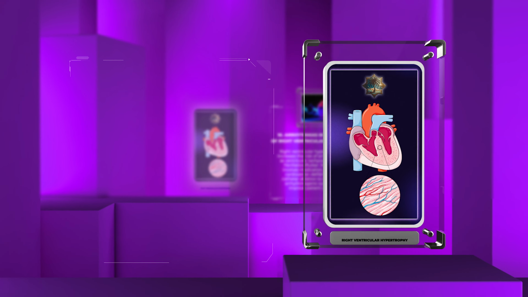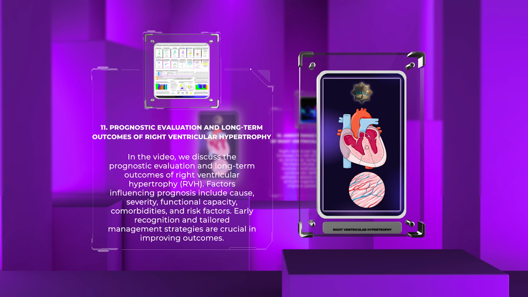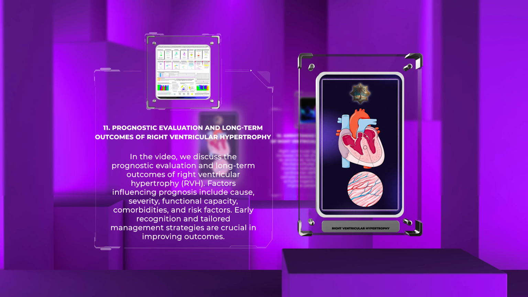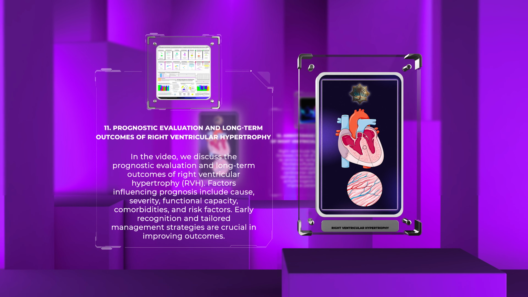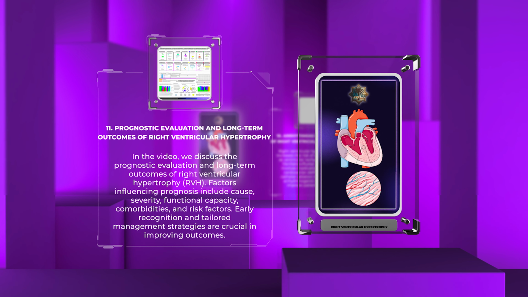In the video, we discuss the prognostic evaluation and long-term outcomes of right ventricular hypertrophy, RVH. Factors influencing prognosis include cause, severity, functional capacity, comorbidities, and risk factors. Early recognition and tailored management strategies are crucial in improving outcomes.